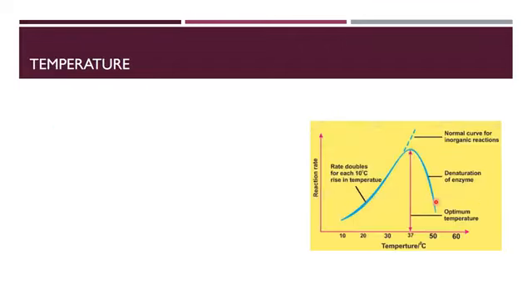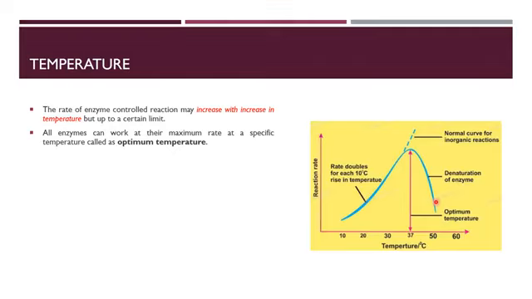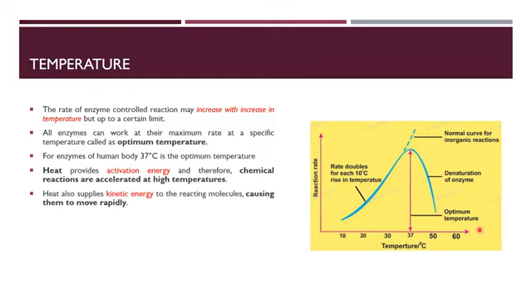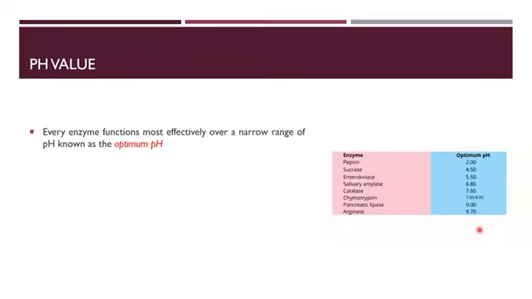Okay. And then temperature. The rate of reaction may increase with an increase in temperature, but also only up to a certain limit, because all enzymes have an optimum temperature. And after the optimum temperature, if we increase the temperature, then the enzymes are going to denature. For the human body, the optimum temperature is 37, because heat is a source of activation energy and kinetic energy. So more heat will cause collisions of the reactants and the enzymes, so that they can denature the enzymes. Okay.